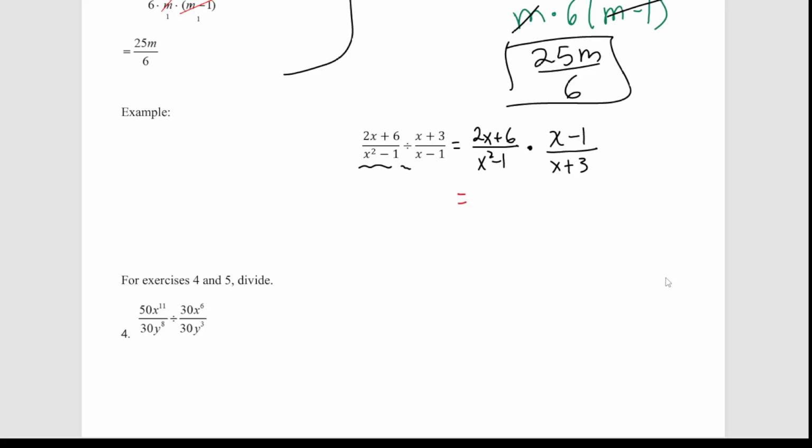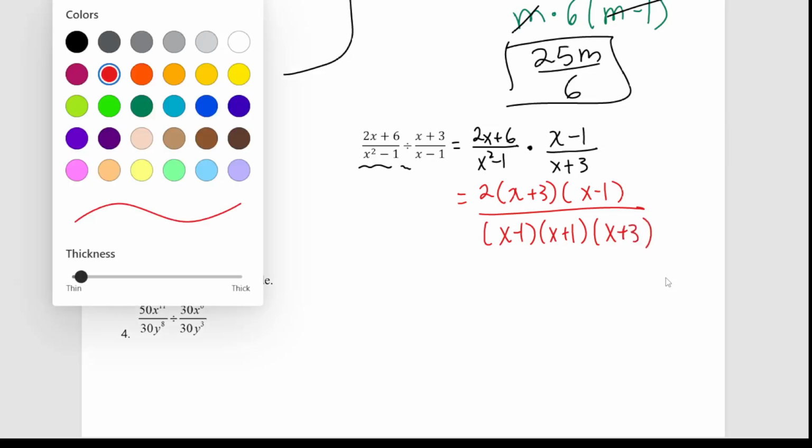So we're going to have 2x plus 6, that will have a greatest common factor of 2. 2x divided by 2 leaves us with x. 6 divided by 2 leaves us with 3. Times, and then with x minus 1, that's already simplified as much as it can be. X squared minus 1, that's a difference of squares situation, so that's going to be x squared minus 1 squared, so that will factor into x minus 1, x plus 1. And then the x plus 3 is already as simplified as it can be, so it'll just be rewritten.